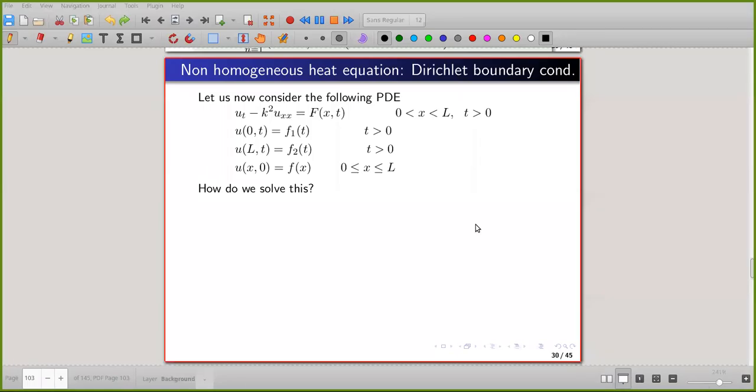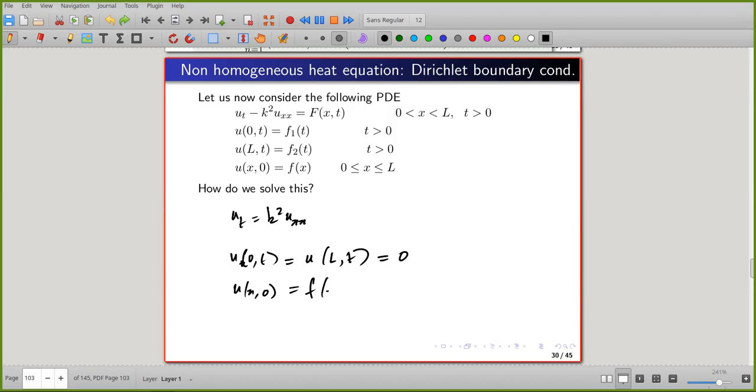Okay, so welcome everyone to lecture 10, and let us continue with the theme of solving partial differential equations. Right, so last time we saw how to solve this equation, u_t equals k squared u_xx, with the Dirichlet boundary conditions u(0,t) equals 0 and u(L,t) equals 0, and u(x,0) equals f(x). So last time we saw how to solve this differential equation.